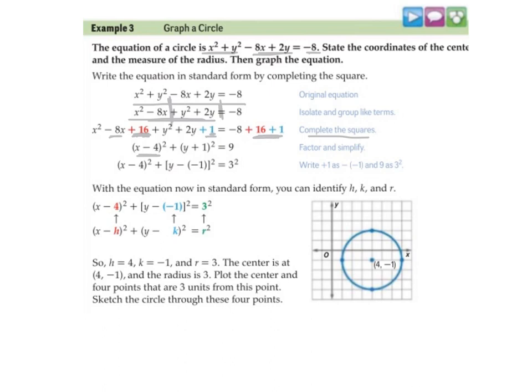Okay, and then when you finish that, you've simplified and factored both sides. You get x minus 4 squared plus y plus 1 squared, and -8 plus 16 plus 1 will give you 9. And if you square root 9, you get the 3 squared. So now you've actually got it in its standard format. Okay, so what we're going to do is I'm going to put on the next sheet, before we do the questions, how to complete the square.